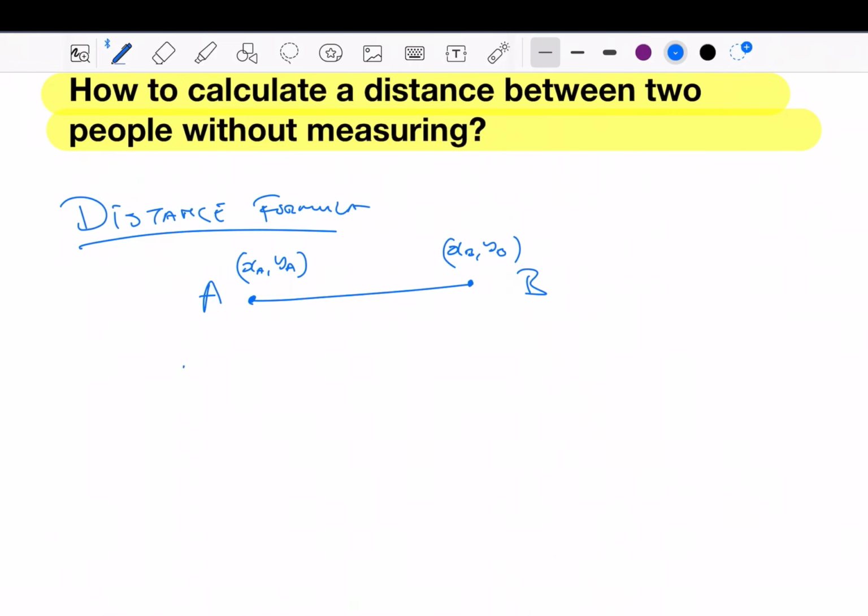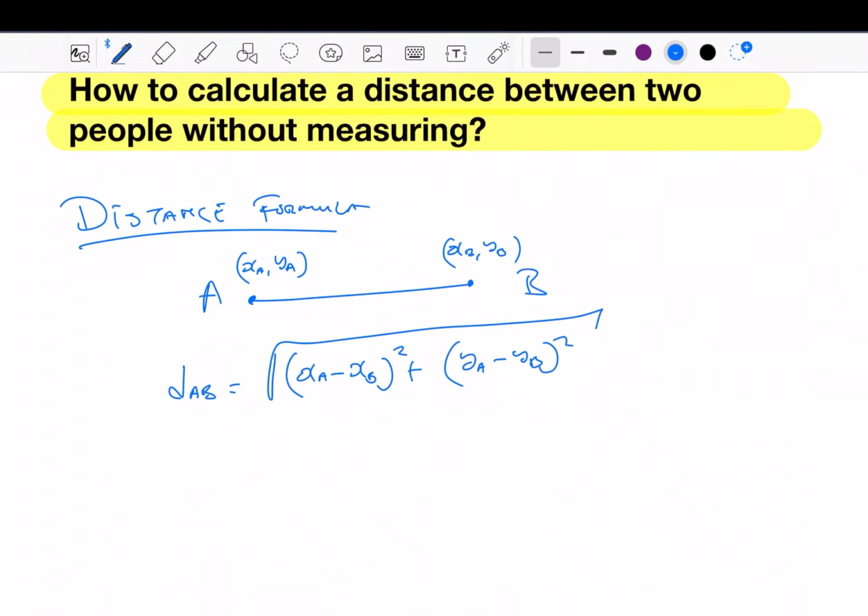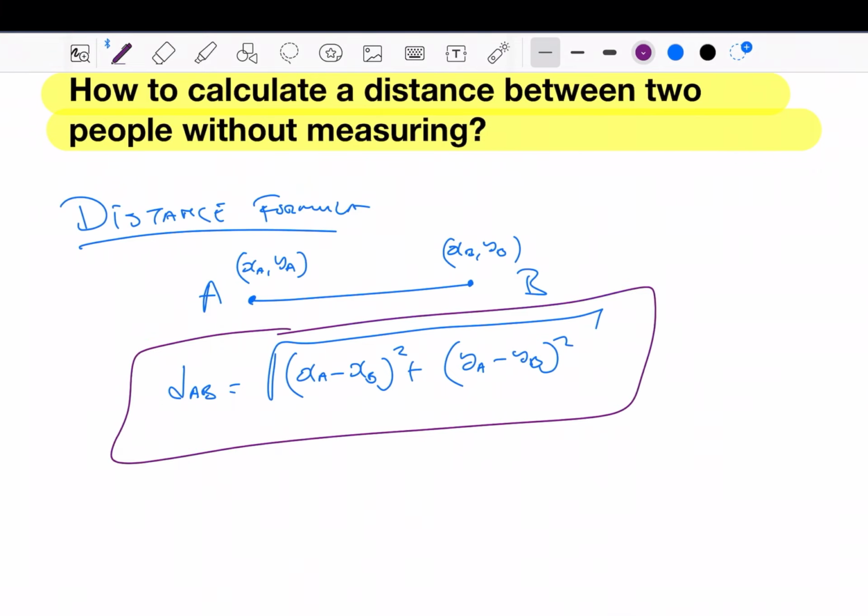How do you do that? So the distance formula between point A and point B will be the square root of (XA minus XB) squared plus (YA minus YB) squared. So this is the distance formula. So you can calculate distance. You can use this distance formula if the distance is the straight line between point A and point B.